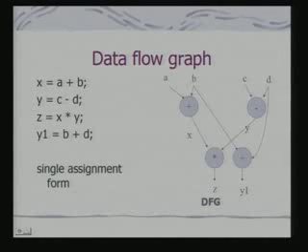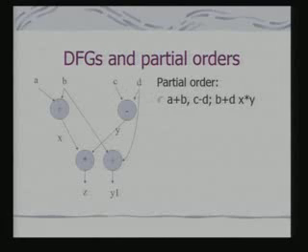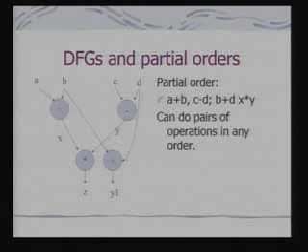Data flow graph is one such model. Now we can have more such models. So here is a partial order that we have got. So effectively, what does it mean? We can do pairs of operations in any order. Okay. So that means the instruction scheduling can be done. And why would I like to do instruction scheduling? Maybe to optimally use my pipeline processor.